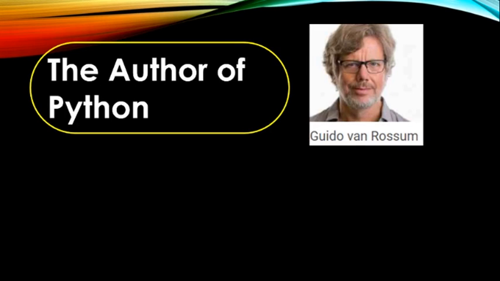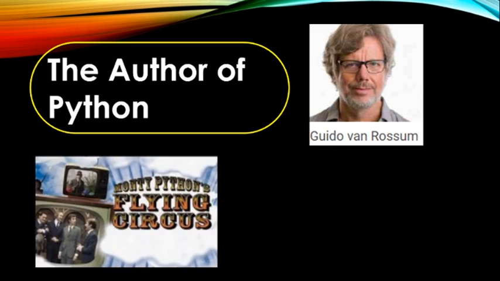So the author of Python, who developed this Python programming language, was Guido van Rossum. And how did this name come into existence? Because Guido van Rossum is a big fan of one TV show. Which one, you ask? The TV show is Monty Python's Flying Circus, a TV show or a movie that was famous at that time.